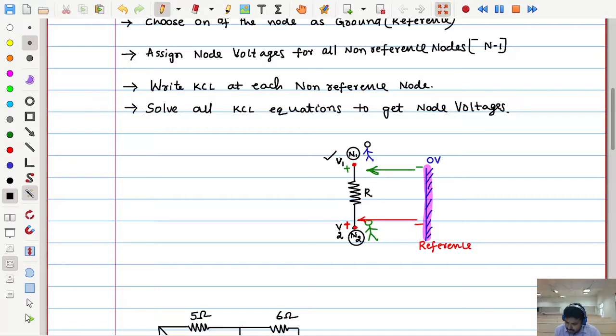Node 2 is also a non-reference node, so at node 2 also we will assume V2 as the voltage. That means we are initially assuming at non-reference nodes some V1, V2, V3 might be existing. Our ultimate motto is to find those existing V1, V2, V3 voltages, for which we would like to write Kirchhoff's current law. So now tell me, let us assume that we are at node 1. This person is you.